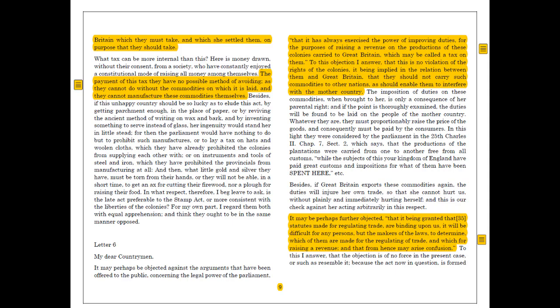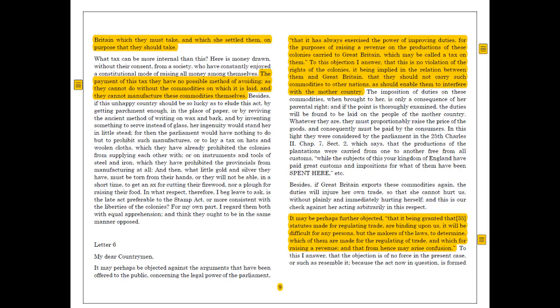In the highlighted passage at the bottom of the right-hand column of 9, it may be perhaps further objected that it being granted the statutes made for regulating trade are binding upon us, it will be difficult for any persons but the makers of laws to determine which of them are made for regulating trade and which for raising a revenue, and that from hence may arise confusion.